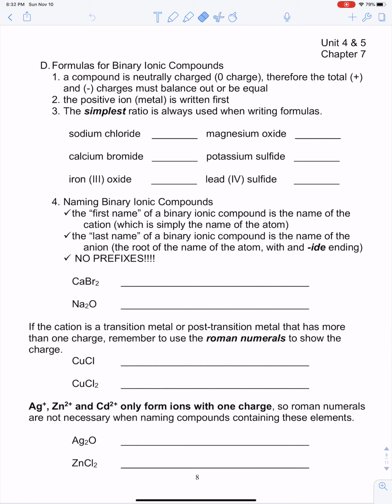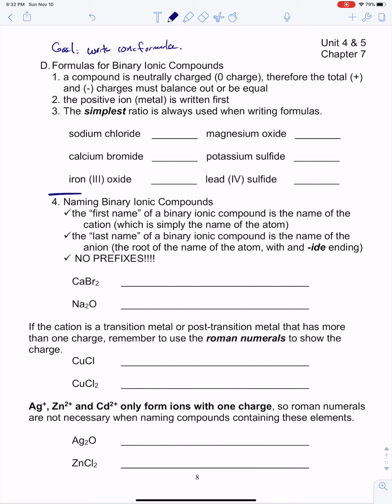So go to this page, Formulas for Binary Ionic Compounds. So this would be like one of the goals. The goal for this section is that you should be able to write an ionic formula given its name. So we're only going to do this part of it right here.